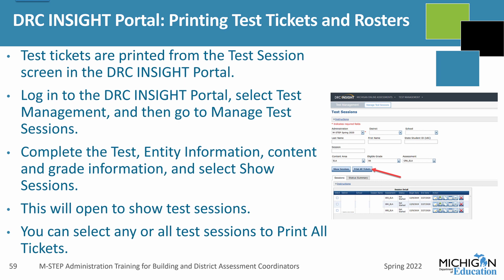logs into the test. To print your test tickets, log into the DRC Insight portal, select Test Management, and then go to Manage Test Sessions. Complete the Administration, Entity Information, Grade, and Content area and select Show Sessions. This will bring back all of the test sessions according to your filtered results. You can select Test Session Test Tickets to print, or you can select Print All Tickets to print all of the test tickets for the filtered results shown.